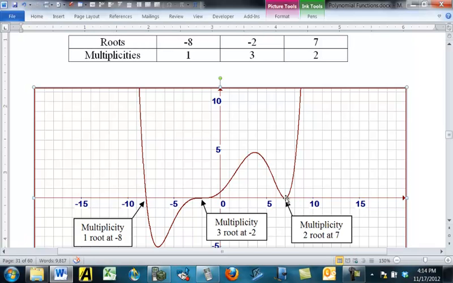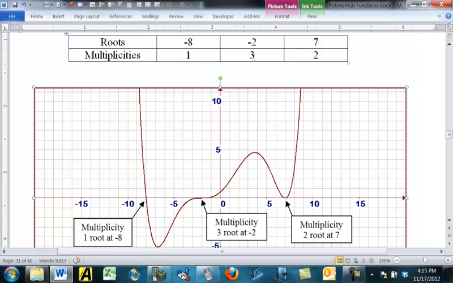Over here at 7, it bounces sort of. It sort of hits and turns around, and so there's a local minimum and a horizontal tangent line of the x-axis right there at the root. So that's a multiplicity 2 root. Now, a multiplicity 4 root or 6 root or 8 root would look very similar to this multiplicity 2 root. It could either come down and hit and go up, or it could come from below, hit, and go down. But it would look basically the same for any even multiplicity root.